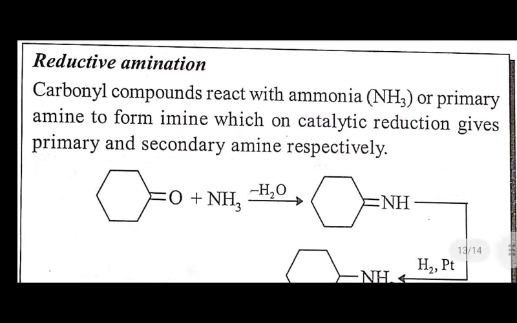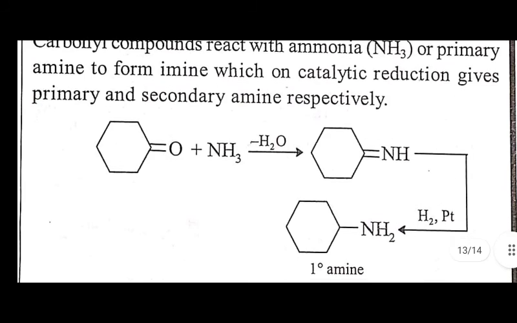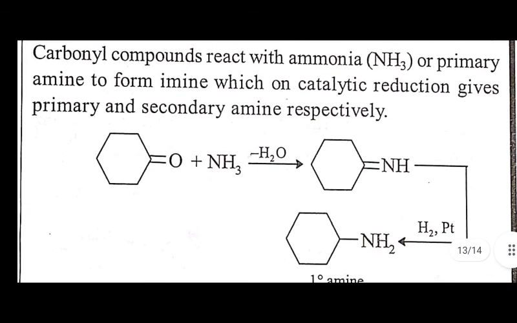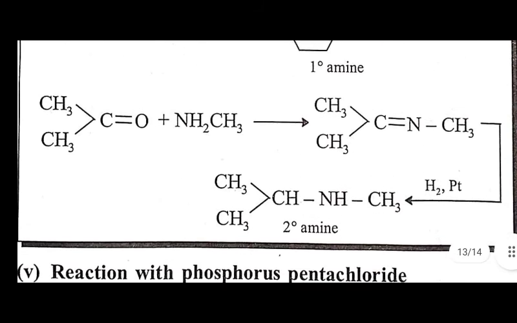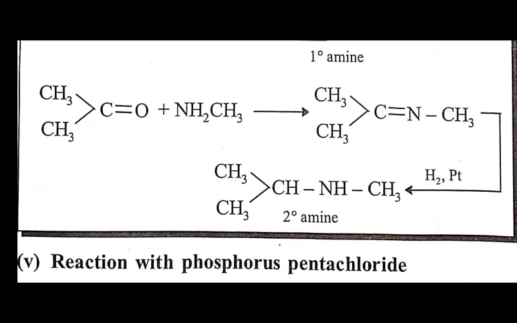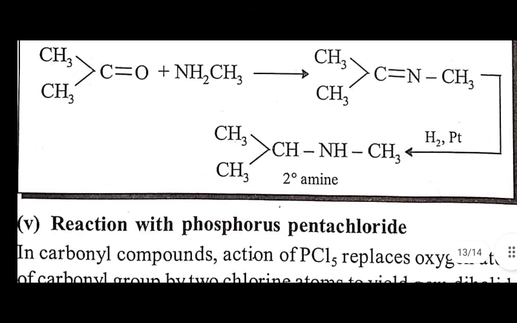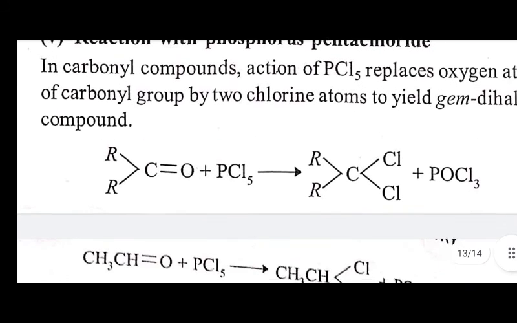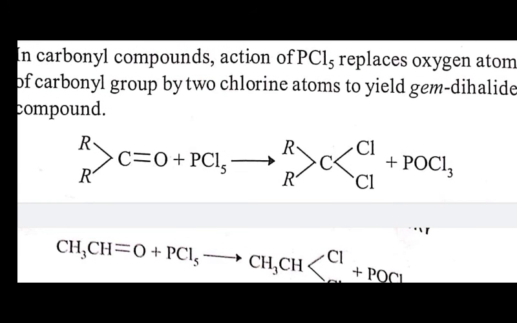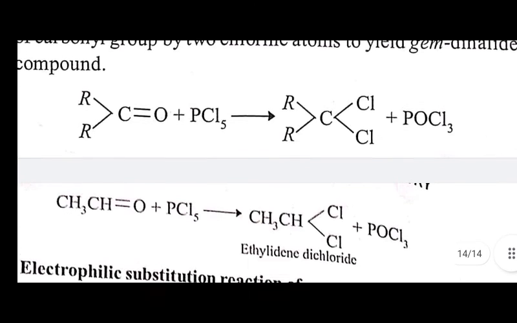If we talk about reductive amination, here ammonia and primary amine also will first form imines, then if we do reduction, primary and secondary amines can form. So first the imine formed and on reduction of the imine, the amine formed. Same thing happens with ketones. First removal of water forming a double bond, and then reduction with hydrogen giving secondary amine. Reaction with phosphorus pentachloride: aldehydes and ketones can react with phosphorus pentachloride, where the oxygen is replaced and a gem-dichloride forms.